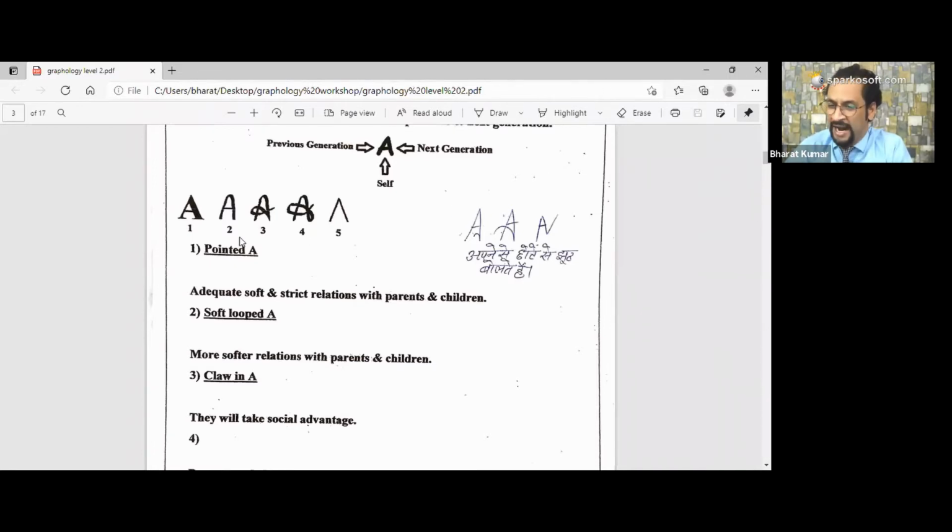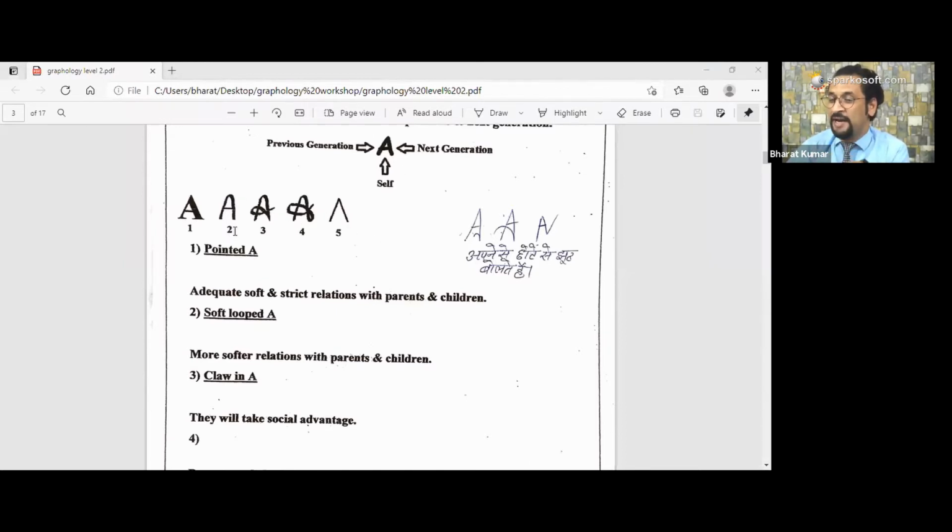You have to relate second and third type of A. Yes, both have soft loop, correct. So both A, number 2, number 3, these are softer in behavior. What does it mean? Both are compromising in nature. So just check second A and third A. Top side is smooth. So both are compromising in nature.